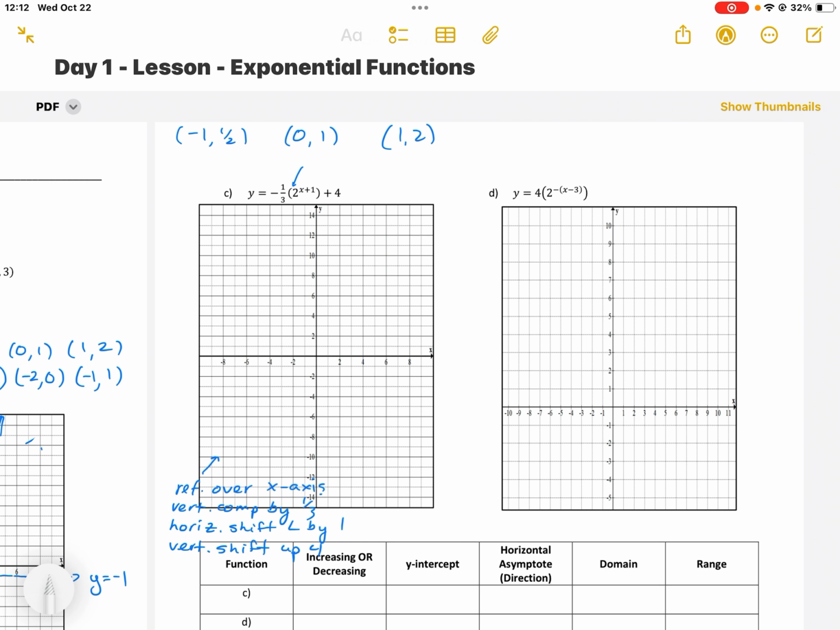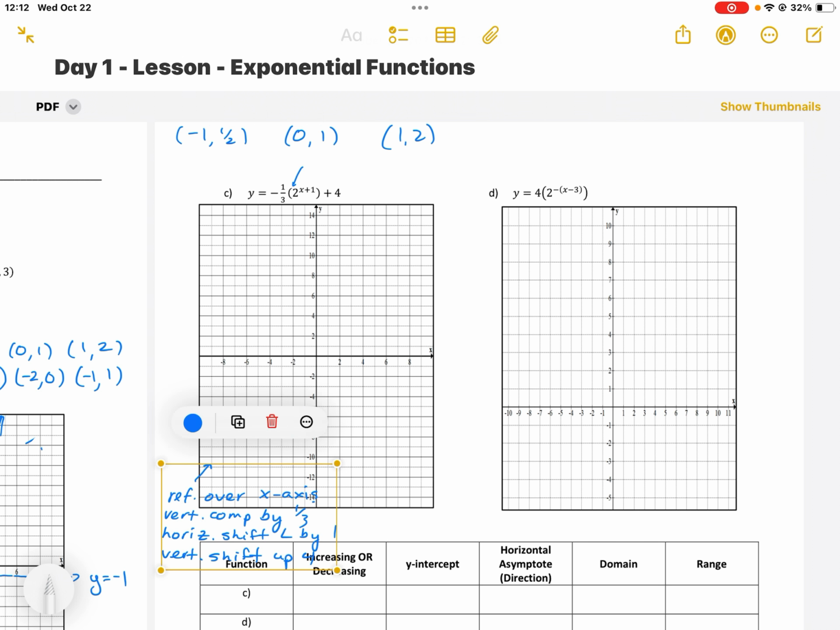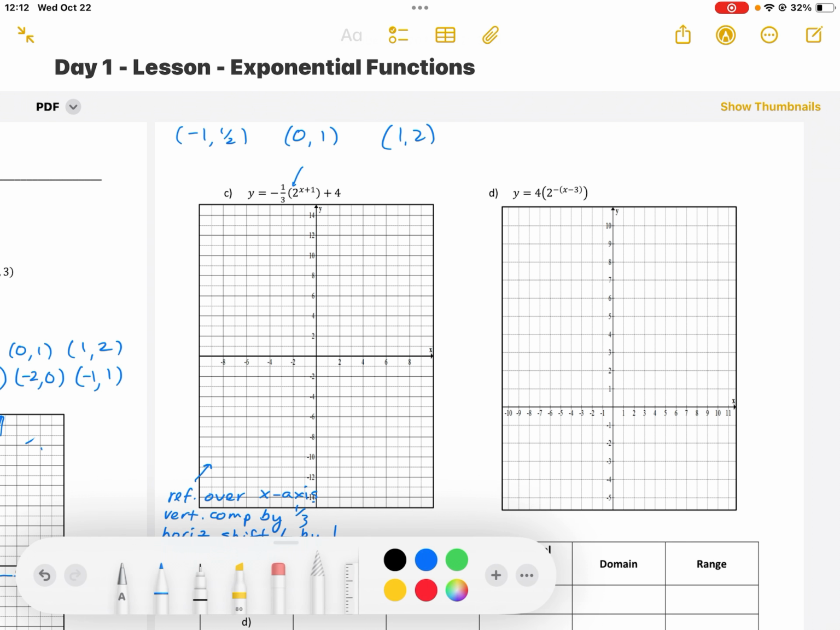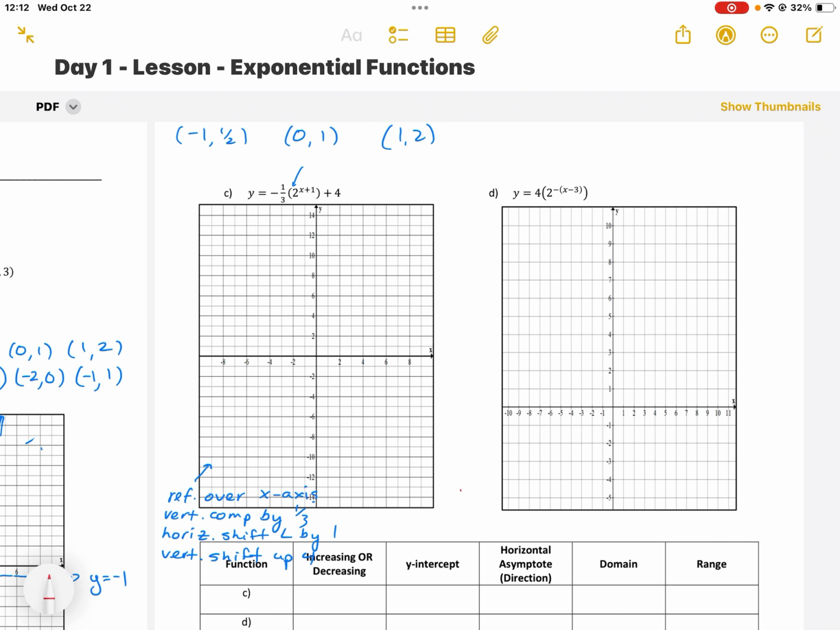So I'll put them maybe down here. Okay, so those are the transformations that I'm going to apply to my function. The reflection over the x-axis means that I'm multiplying my y value by -1, so this would be -y. Vertical compression by 1/3 is that I'm dividing my y value by 3.